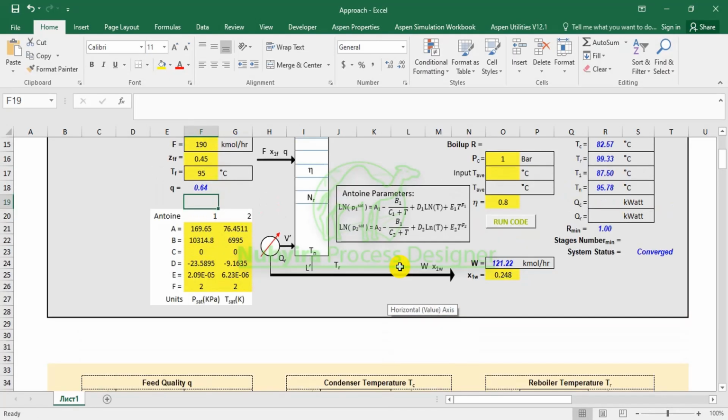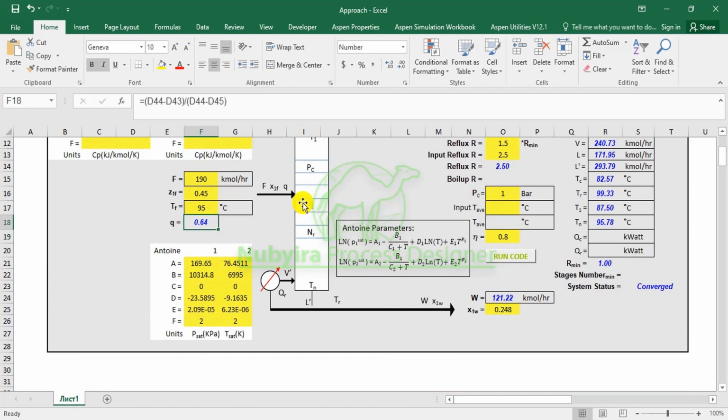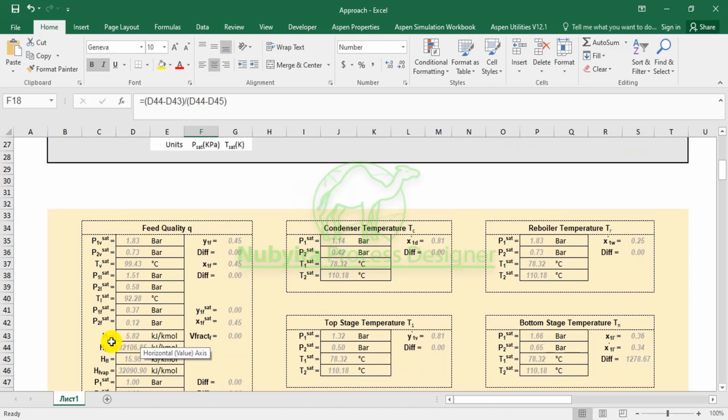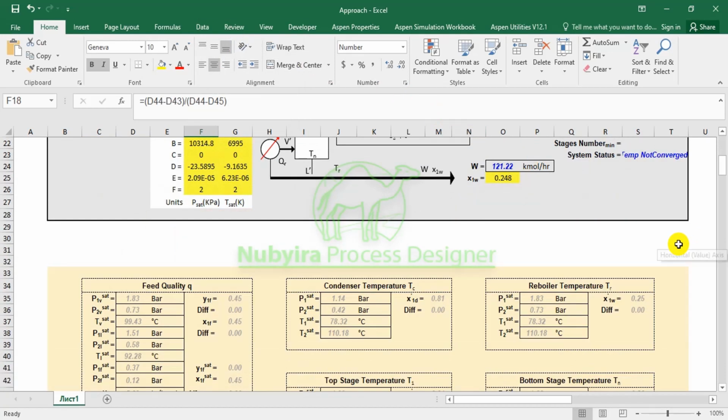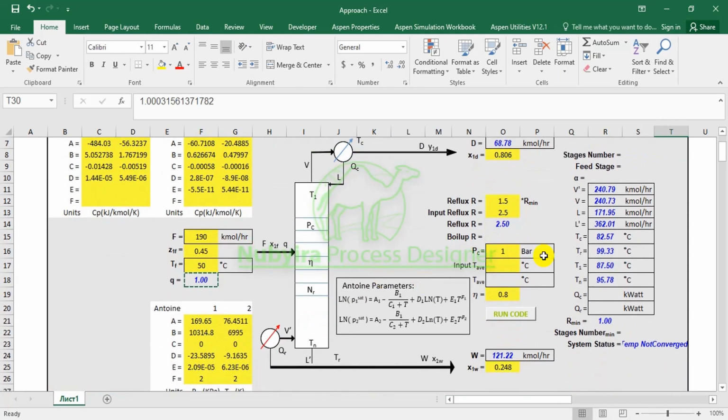So once I have done that, now if I change the temperature to something like 50 degrees Celsius, which is less than the bubble point temperature, you can see the enthalpy of the feed is now very low, and the quality will be greater than 1. When you copy the value here, it is going to be greater than 1, you understand? And it will affect the vapor flow rate and the liquid flow rate in the stages, you understand?